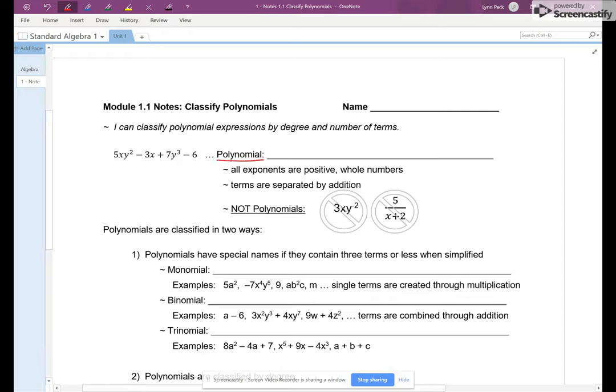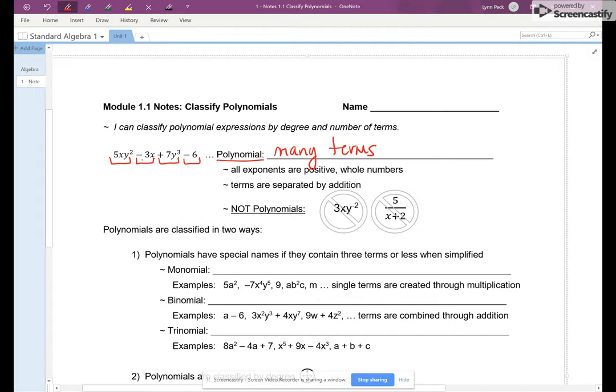But polynomial itself literally stands for many terms. Poly meaning many. That's an M. So if I look at this example on the left, technically we have 4 terms strung together. 5xy to the second is its first term, negative 3x is a term, 7y cubed is a term, and negative 6. All exponents included are positive whole numbers, and the terms are separated by addition.